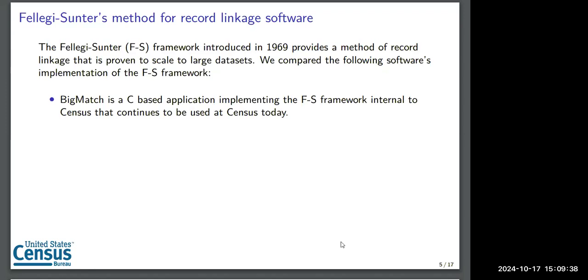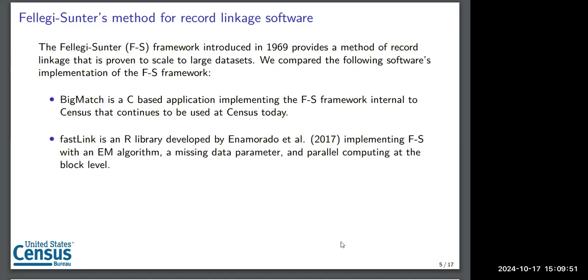So our baseline at Census is this BigMatch software. BigMatch is a C-based application that implements the Fellegi-Sunter framework, and it continues to be used at Census today. As mentioned, fastLink is an R library that was developed by Ted and Horado back in 2017, and it also implements this FS framework with the expectation maximization algorithm, which is an unsupervised learning algorithm to produce these matching parameters. It also includes another parameter that accounts for missing data.